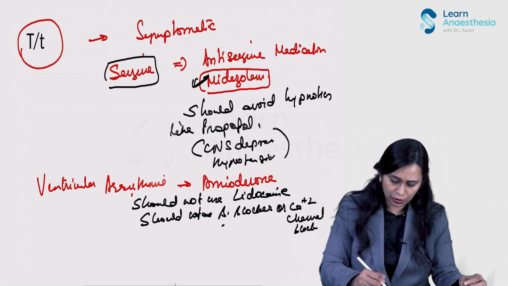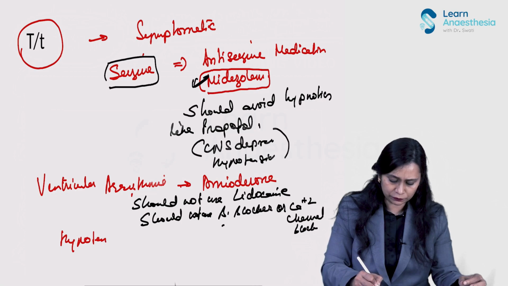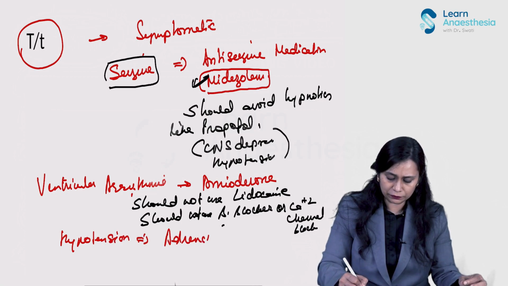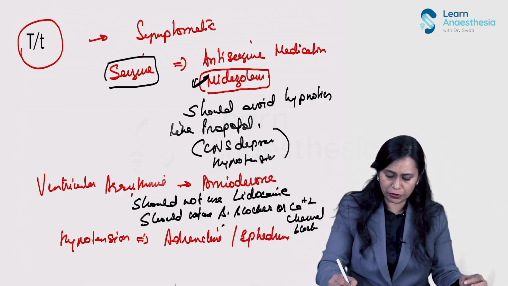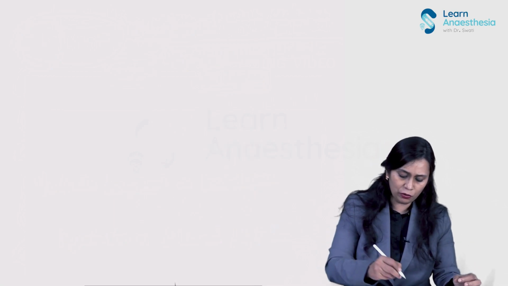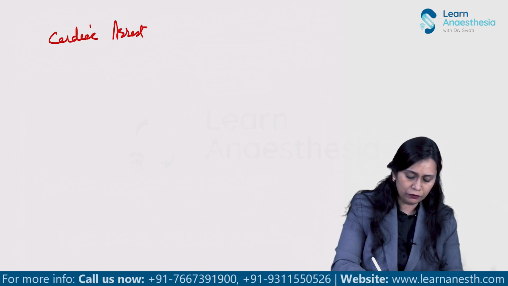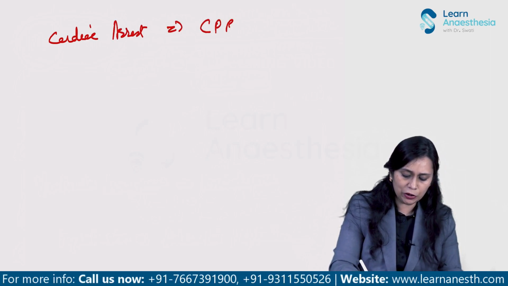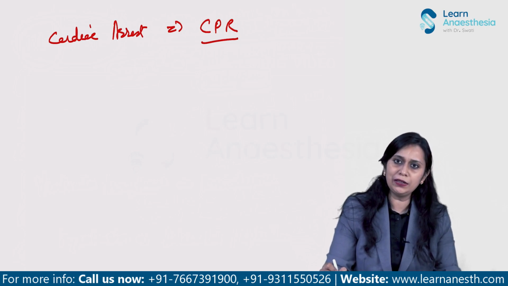So, for hypotension, we should use adrenaline or ephedrine to increase the blood pressure. If the patient goes into cardiac arrest, definitely we have to do CPR, cardiopulmonary resuscitation, right?